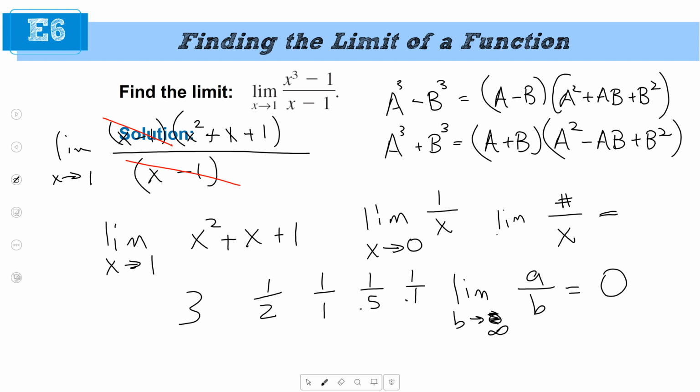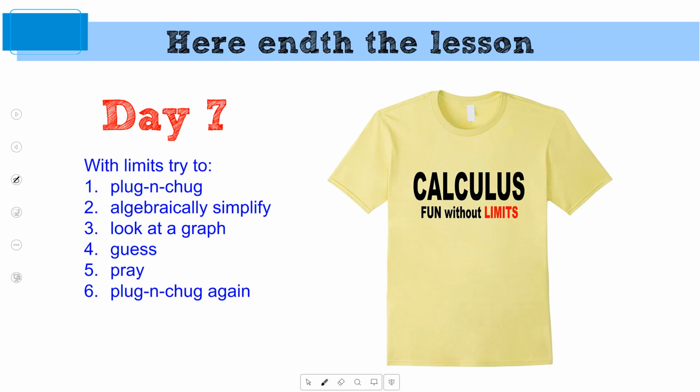So this limit as x approaches 0 is infinity. Okay? We'll play with that a little bit more. Questions? All right.